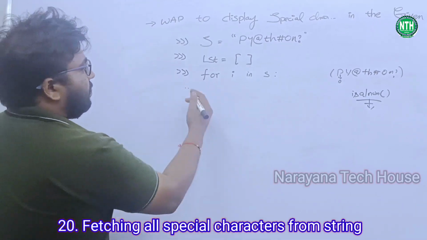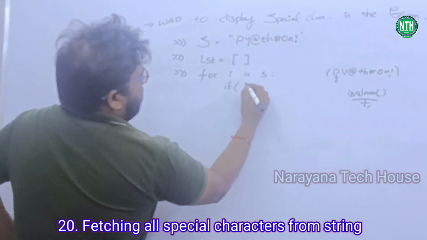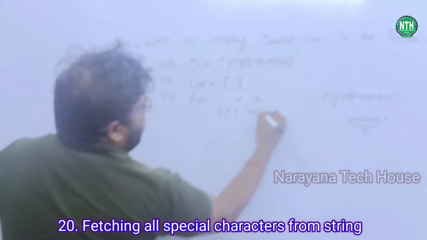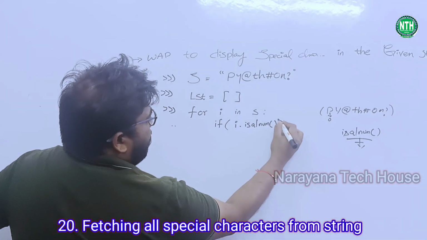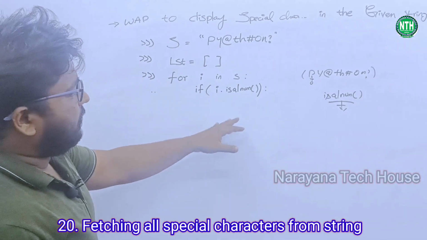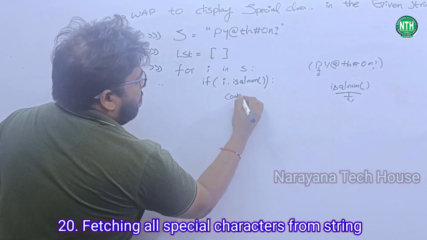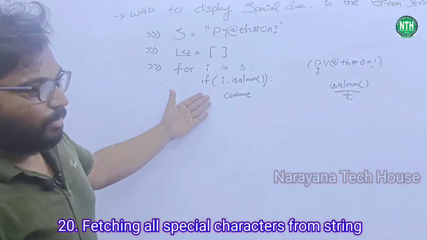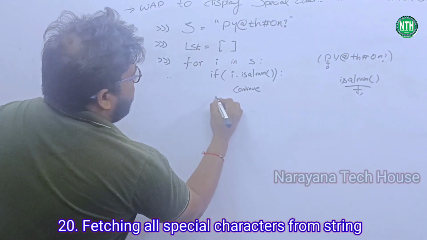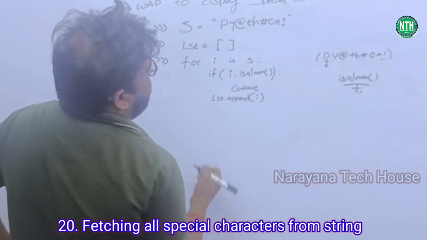Then moving further, we will write an if condition: if i.isalnum(), meaning the character is an alphabet or numeric, we will continue. We don't want to print that one, so we will continue. If it is not an alphabet or a digit, we want to print that one, so we will take it into this list. We will write it as lst.append(i).